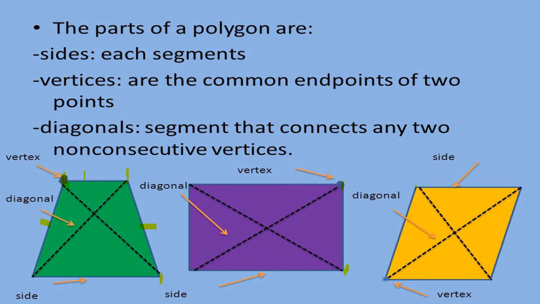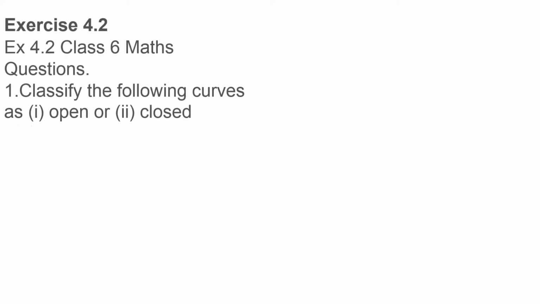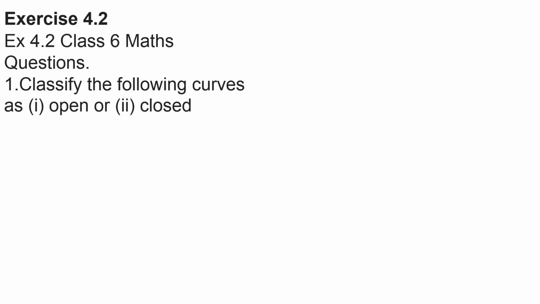So now we have seen the parts of a polygon. First, sides are each line segment. Then vertices are the common endpoints of the sides, and then diagonals connect non-consecutive vertices. We are going to see exercise 4.2 from your NCERT textbook. Once we start the exercise, you have to use your textbook.